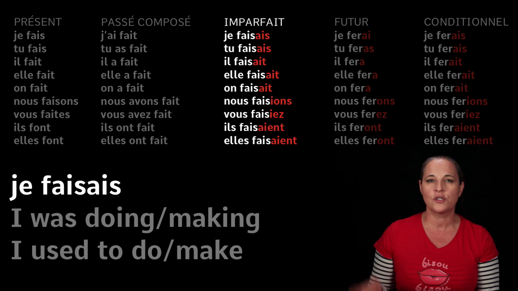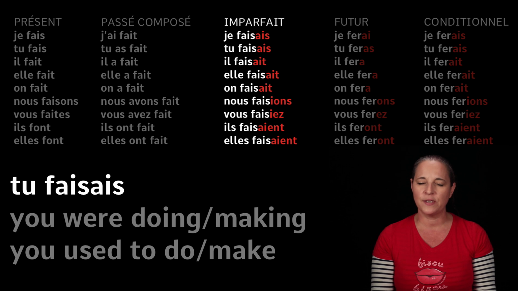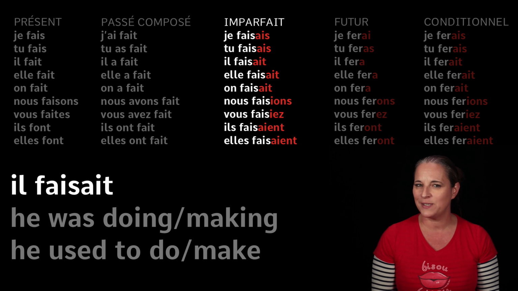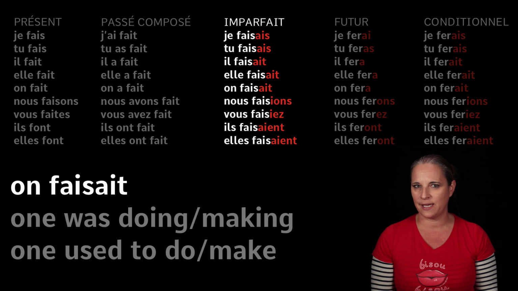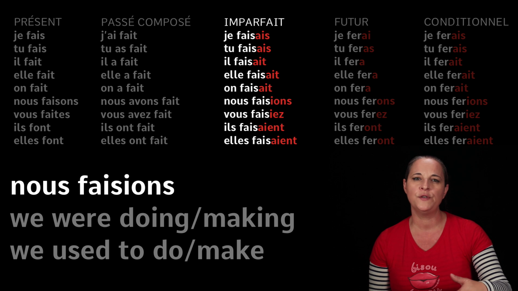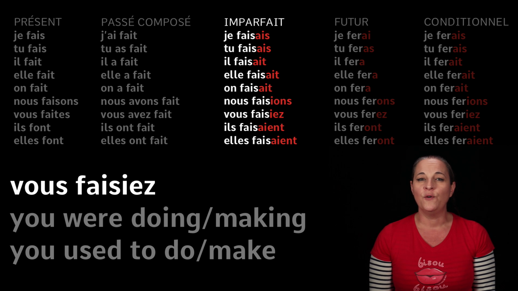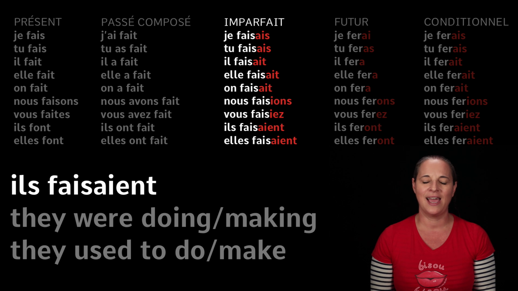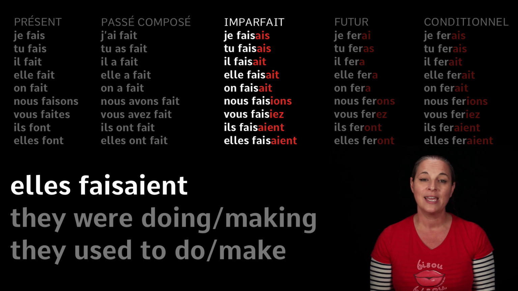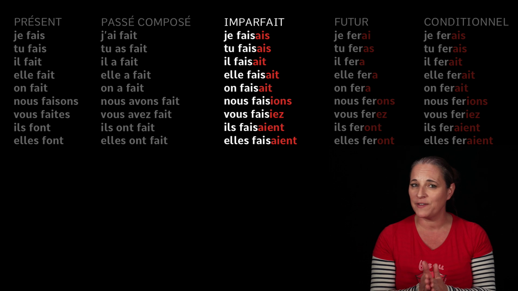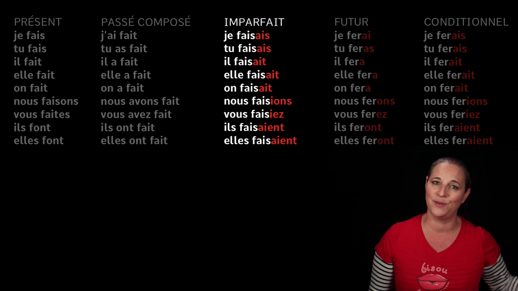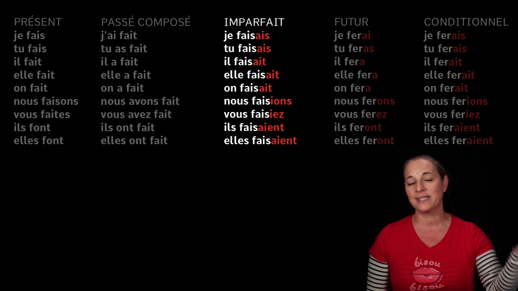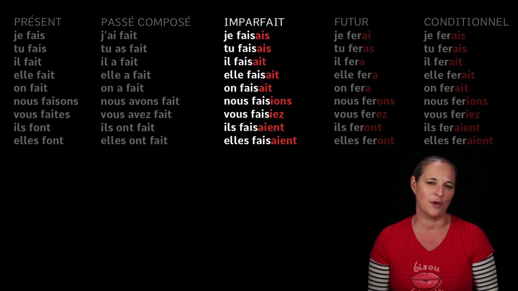So, have a look. Je faisais. Tu faisais. Il faisait. Elle faisait. On faisait, nous faisions, vous faisiez, well done, ils faisaient, elles faisaient. Okay, so conjugating a verb in the imperfect tense is not as hard as you think as long as you know the stem, which comes from the nous version of the present tense, and the endings of the imperfect.